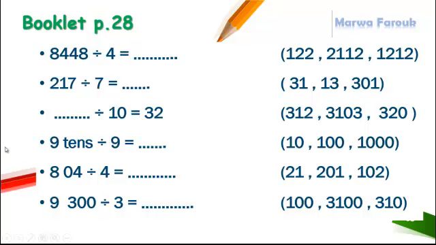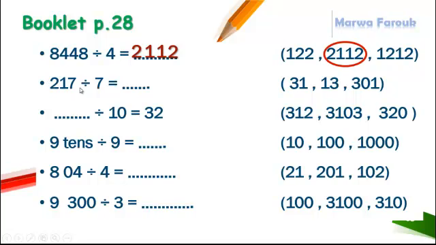Next one. 8448 divided by 4. Again, starting from the left. 8 divided by 4 equal 2, and 4 divided by 4, 1, 4 divided by 4, 1, and 8 divided by 4, 2, so we got 2112. Put a circle around it, or underline it.